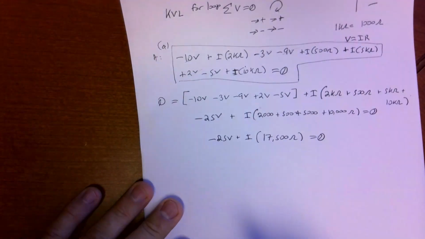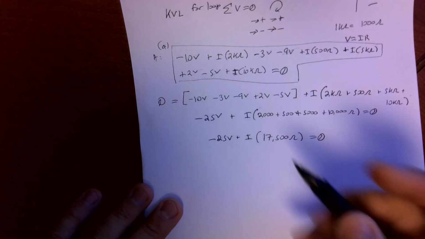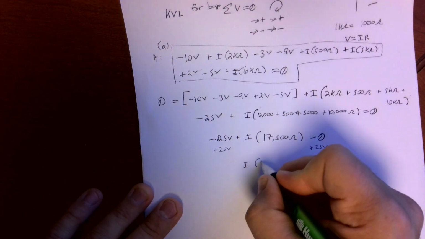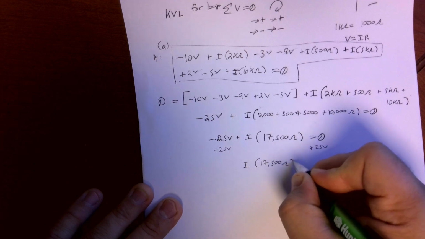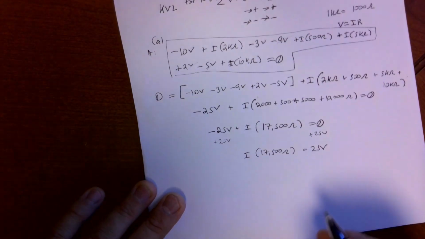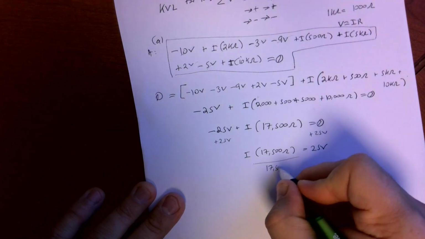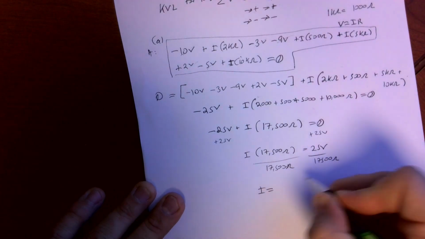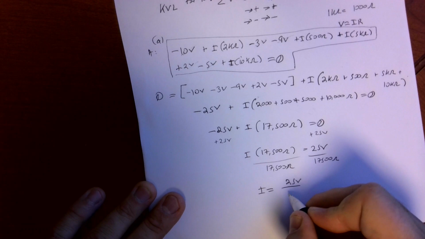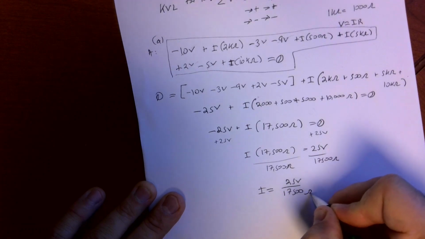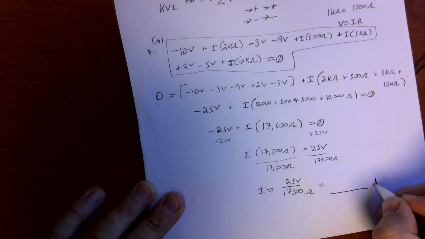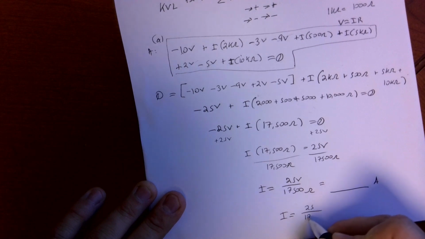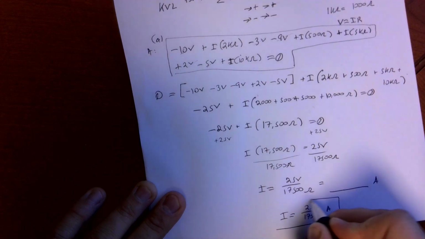Okay. And we want to solve for I, so let's rearrange here to get I by itself. So we can add plus 25 volts to both sides. This is that I times 17,500 ohms is equal to 25 volts. Now we can divide through by 17,500 ohms on both sides. And we get that I is equal to 25 volts divided by 17,500 ohms, which is equal to amps. Right, so we could say here 25 divided by 17,500 amps will be the value of current.